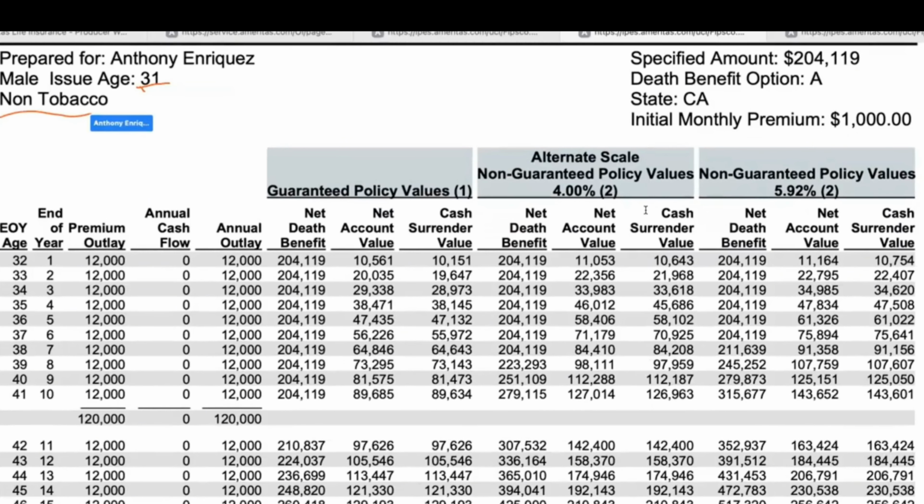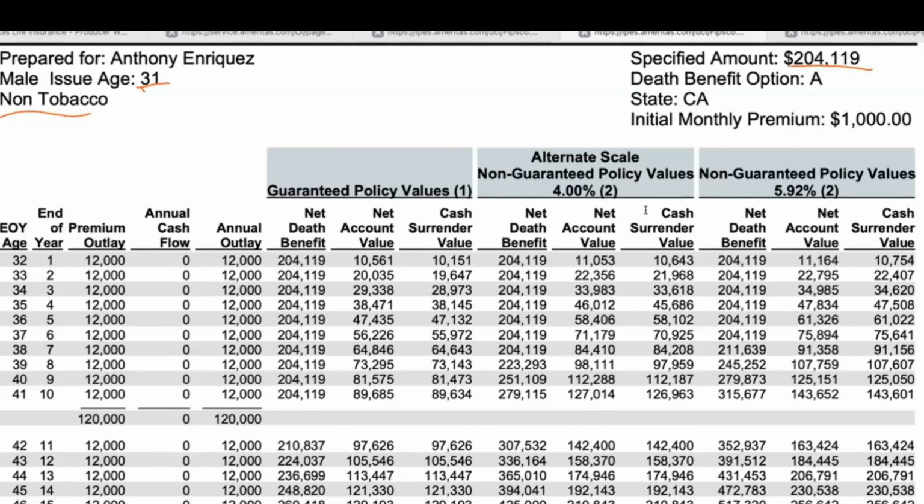One major difference is going to be our specified amount or our death benefit. That amount is going to be a specific number. In this case, $204,119 is going to be the specific death benefit, because we were going to decrease the death benefit as much as we can based on the IRS guidelines of the specific premium amount that I'm comfortable putting into the policy.